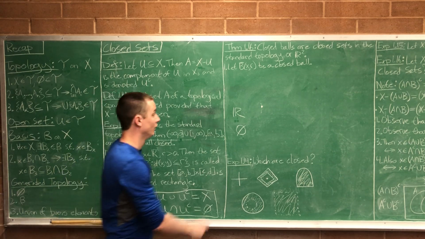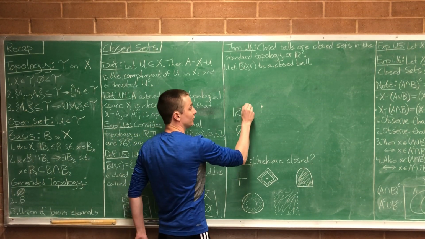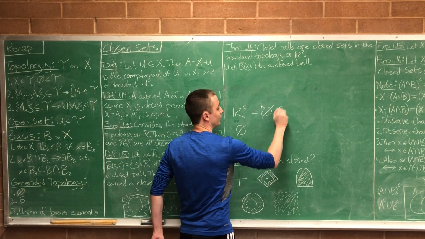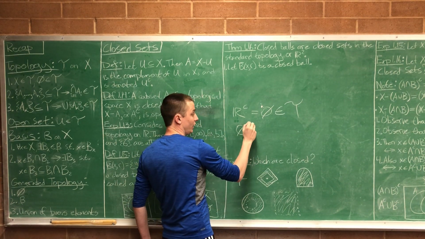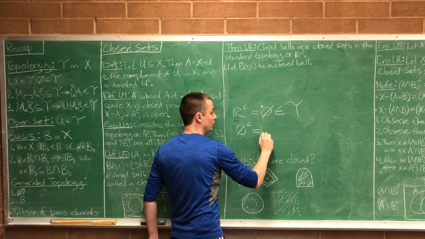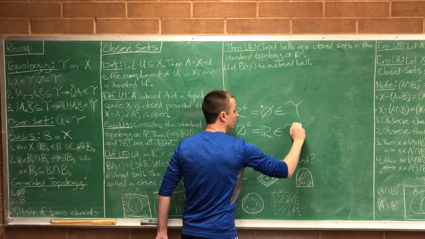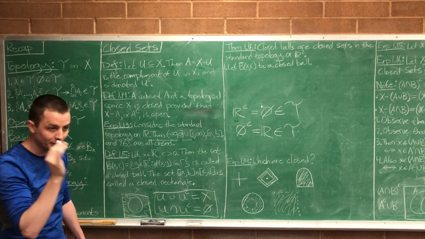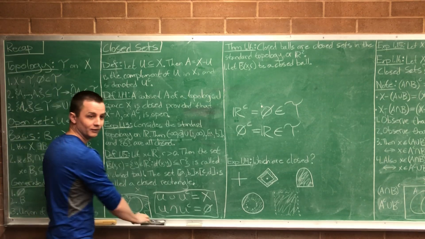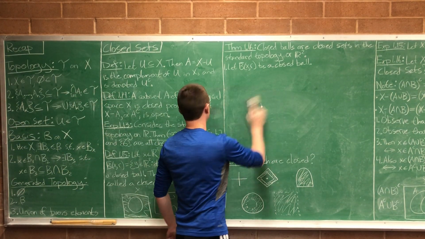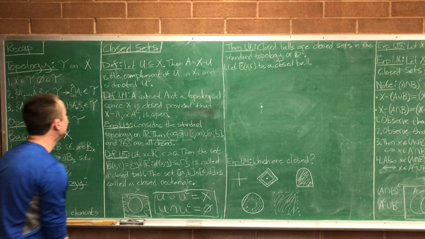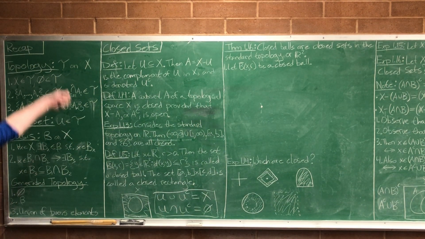Okay. R is closed. Why? Because R complement, equal to the empty set, is open. And the empty set is closed. Why? Because the empty set complement, which is equal to R, is open. What does it mean to be closed? It means your complement is open. That's it. That's all it means. Good? Okay. So we did that example.